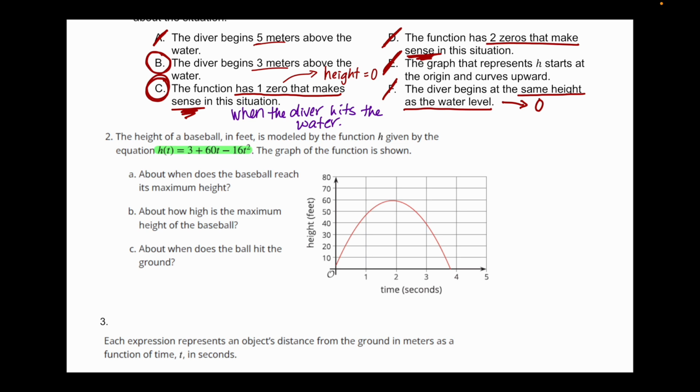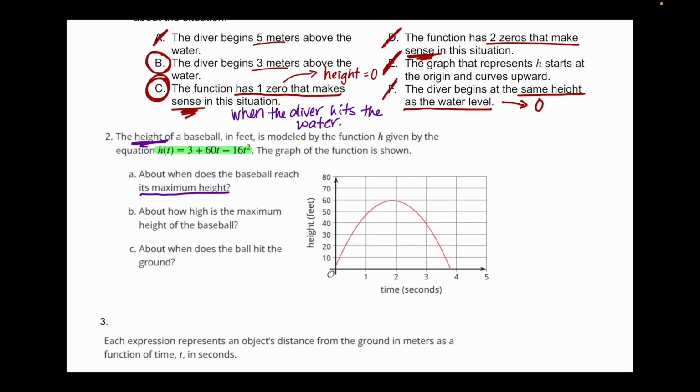And we're going to underline some important things here. It is the height of a baseball. So we know that it's not how far it's fallen, but how far it is up in the air. And okay, so then A is asking, when does the baseball reach its maximum height?